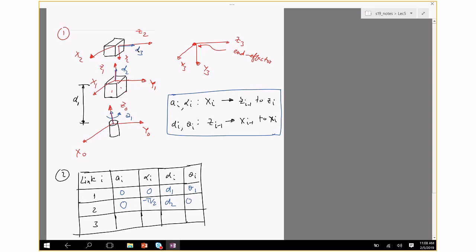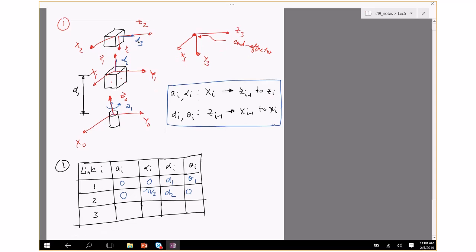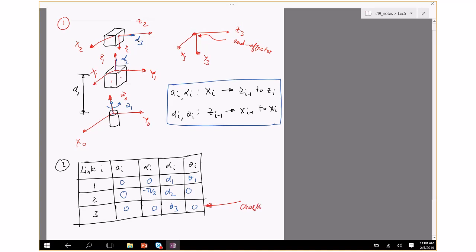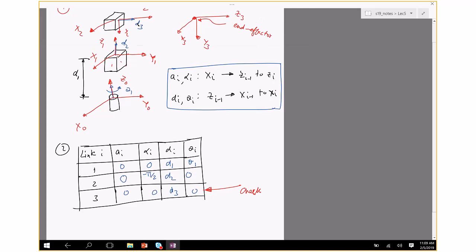Okay, and finally, I'll write it down. You want to go and check. This was by far the hardest one. The last line comes out to be 0, 0, d3, 0. I want you to go and check this is true. Convince yourself this is true. I skipped this because I don't think there's much interesting dynamics here. Do it slowly, and the more you practice, the better you get.